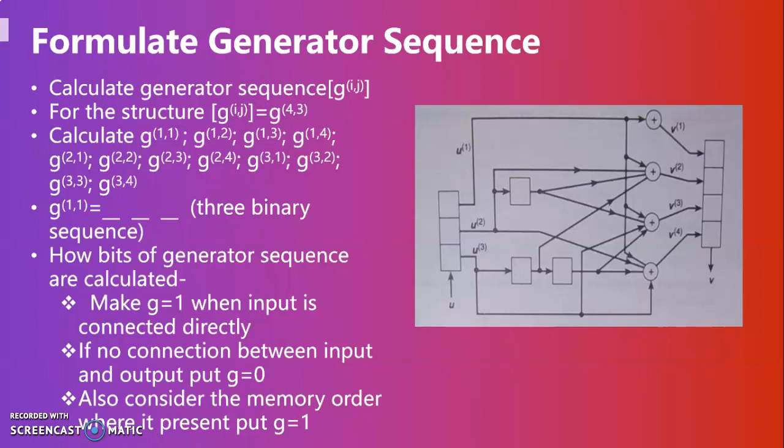Now, for calculating the bits of the generator sequence, remember the principle which I am telling now. If an input is directly connected with any output, the first bit of the generator sequence is made 1. In other cases, if the input is connected by a memory to the output, then consider the memory bit position and indicate that position as 1 for the G value. If an input is not connected to an output, in any case, put G equal to 0.